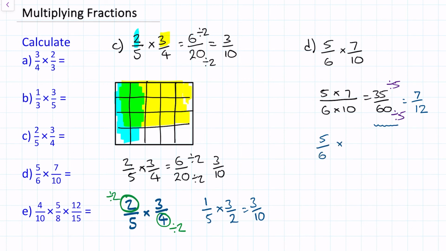So rather than simplifying the answer at this stage, I think it's easier to simplify the question at the very beginning. So we have 5/6 times 7/10. And you can see we have a common factor of 5 here. So we'll divide both of these by 5. We can rewrite the question. So 1/6 multiplied by 7/2. So again, we have 7/12. So it depends on whether you like to simplify the answer or whether you like to simplify the question.